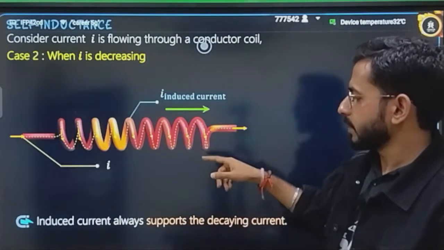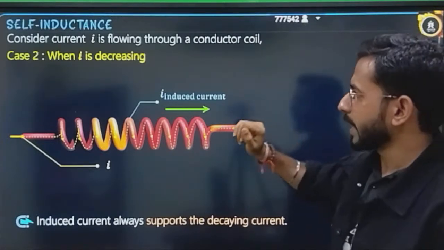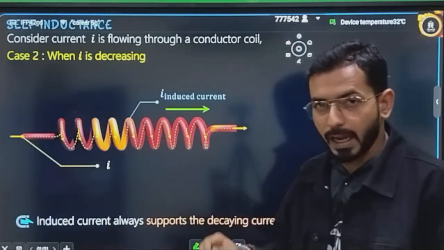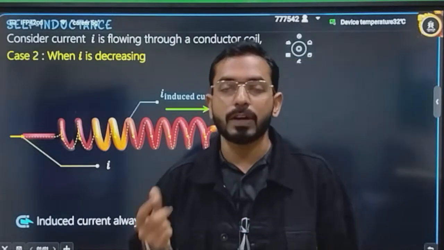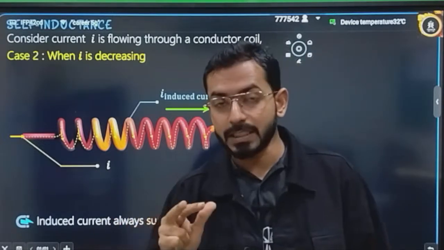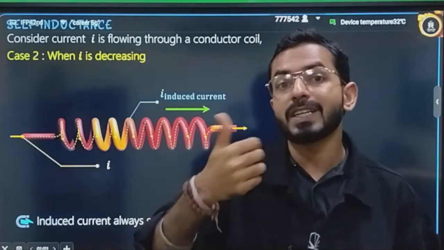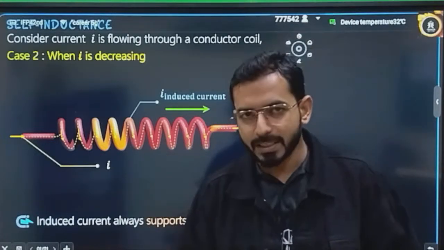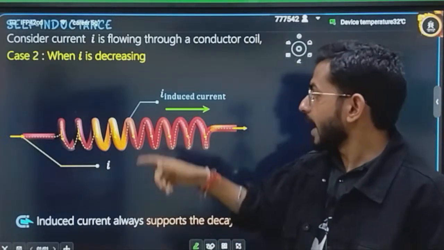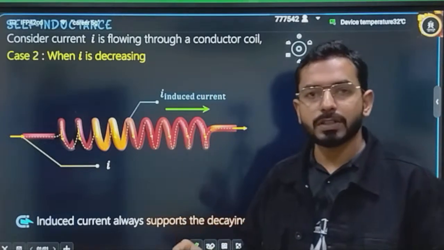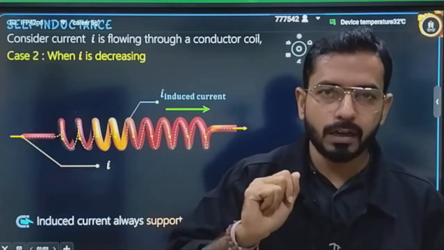Clear? Let's see the second case. It will make things even more clear. Now, in the same forward direction, current is decreasing. Current decreasing, magnetic field decreasing, flux decreasing. That means there is a change in flux, so current got induced and EMF got induced. But what about the direction, students? It will be induced in such a way that it opposes the cause that caused it. Actually, the decrease in current has caused it, so it will induce in such a way that it is going to increase the current.